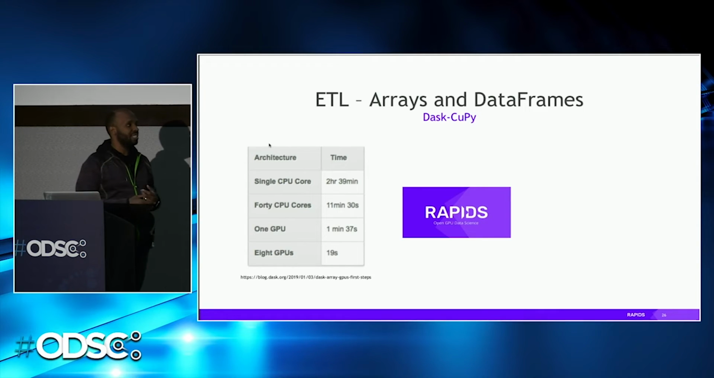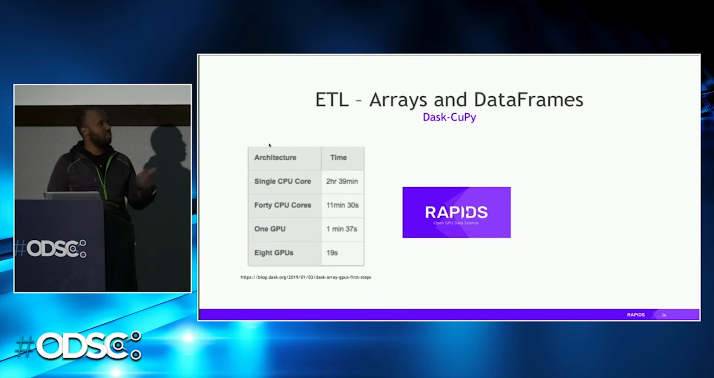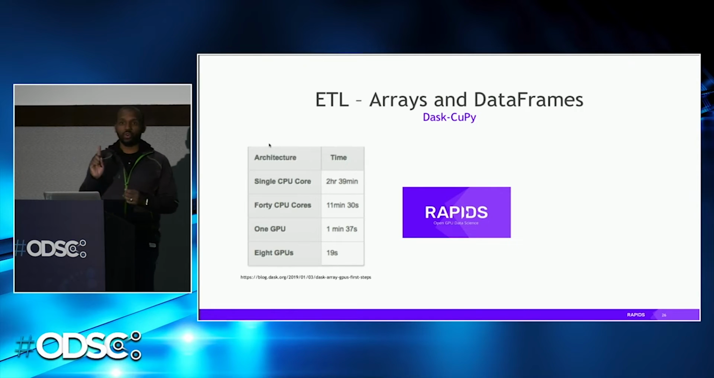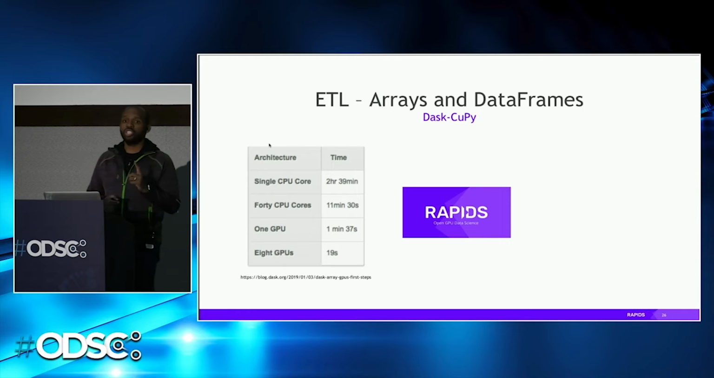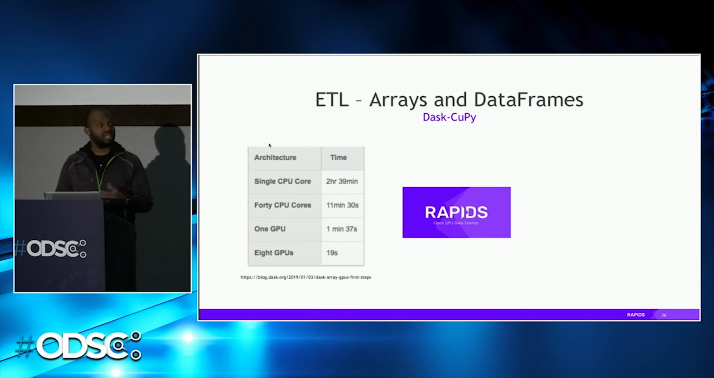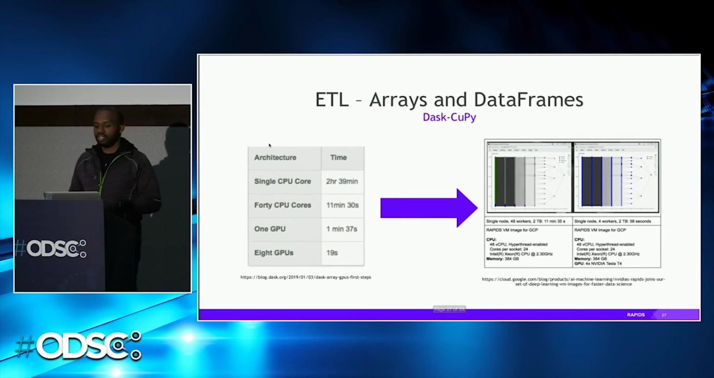If I have 2 terabytes of data and I want to do a summation of their arrays on a single core, just think of NumPy out of the box, it takes about 2 hours, 40 minutes. That's a single core. Then I parallelize that across all the cores on my machine, and you get near linear speedup. It's about 11.5 minutes. On one GPU, the V100, that takes about 1 minute and 37 seconds. If I want to do that on 8 GPUs, it's about 19 seconds. And that's the DGX1.